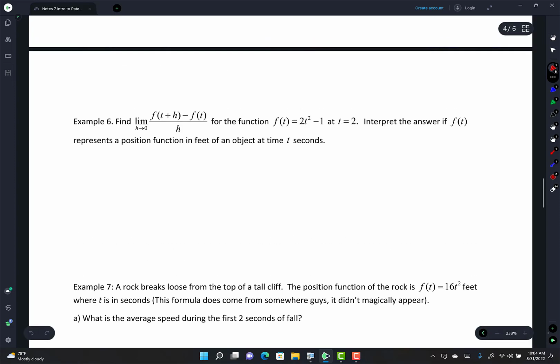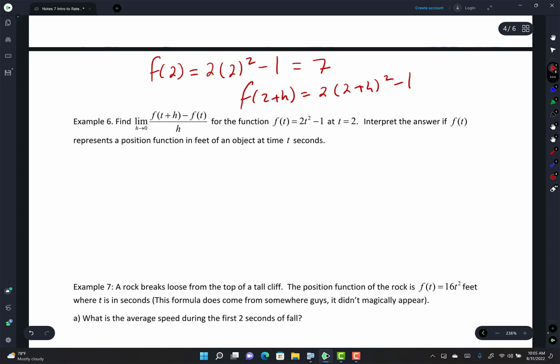So here's what we're going to do. I need to know what f of 2 is, right? So f of 2 is 2 times 2 squared minus 1. 2 squared is 4. 4 times 2 is 8. 8 minus 1 is 7. And now I need to know what f of 2 plus h is. 2, parenthesis, 2 plus h, close, squared minus 1.